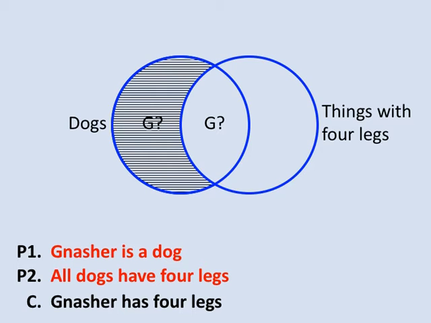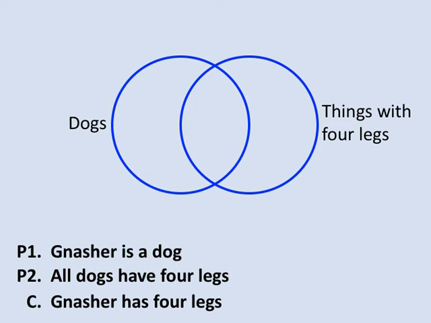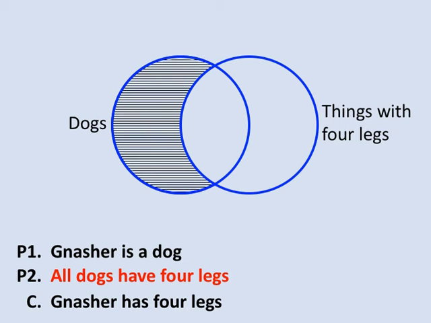To avoid these kinds of problems, the convention is to diagram the most general premise first, those that say all, or no, and only then move on to the more specific premise. So, let's do that again. We start with all dogs have 4 legs. And then when we come to diagram, Nasha is a dog, there is only one place to put the G.